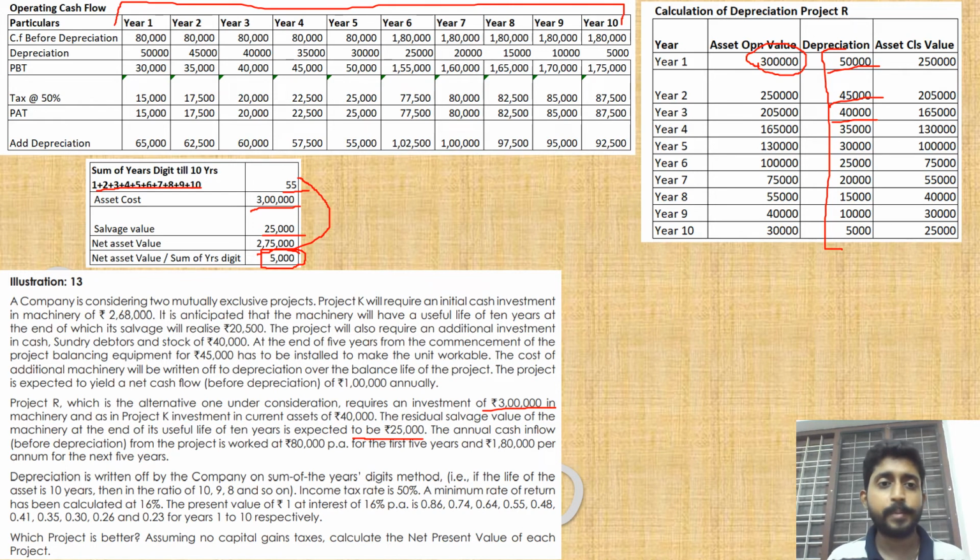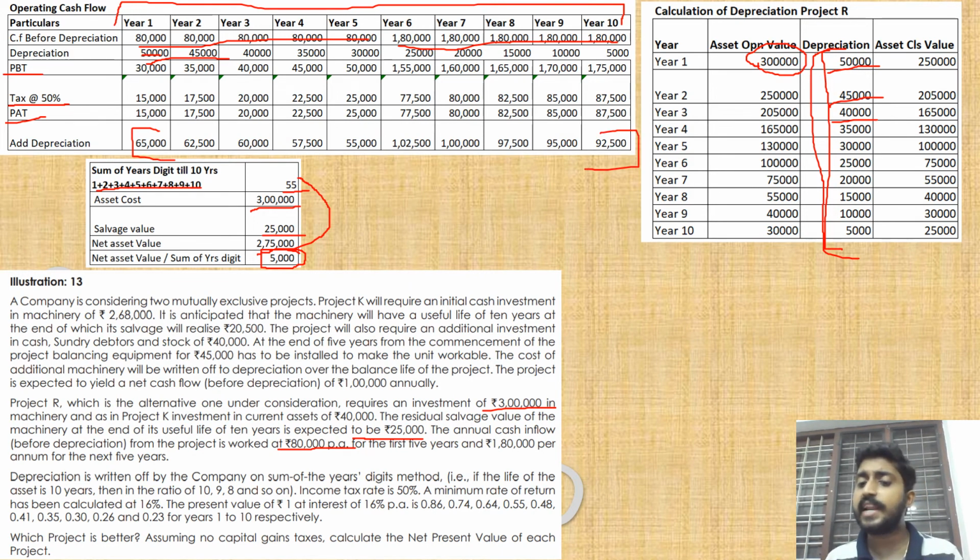Take 10 columns. You have calculated the depreciation, and the cash flow is given as 80,000 per annum before depreciation for the first 5 years. So I have taken 80,000 for the first 5 years, and for the remaining 5 years it is 1,80,000. Now the depreciation you have calculated, from 50,000 down to 5,000, I have taken here. Reduce the depreciation and you will get the profit before tax. Reduce the tax at 50% as given in the question, and you will get profit after tax. For finding the cash inflow, add profit after tax plus depreciation. So the cash flow is calculated here.